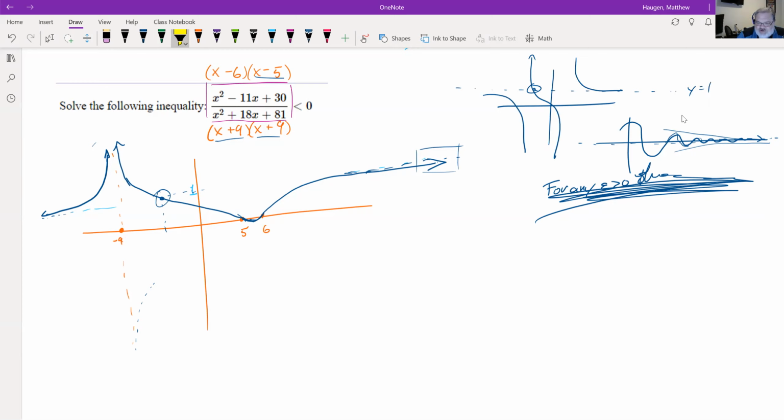So to finish up, because I know you guys have to go, where is this graph less than 0? It's only less than 0 for those values between 5 and 6. So the solution for this inequality is everything between 5 and 6, not including our zeros, so not including 5 or 6. Fair?